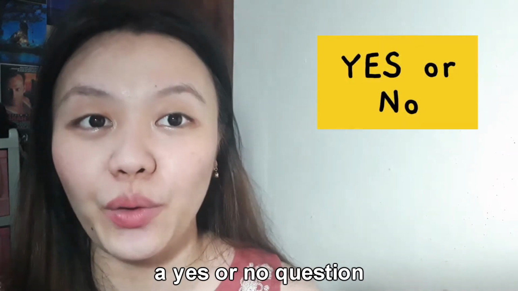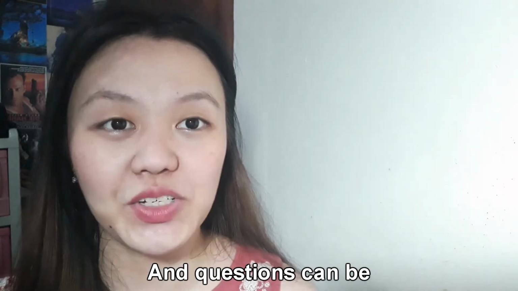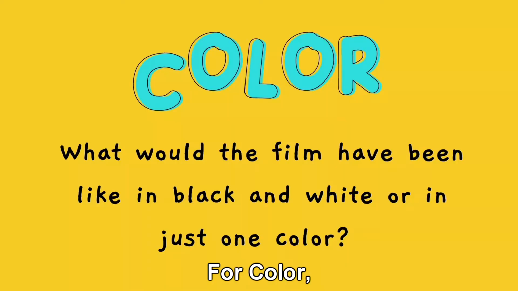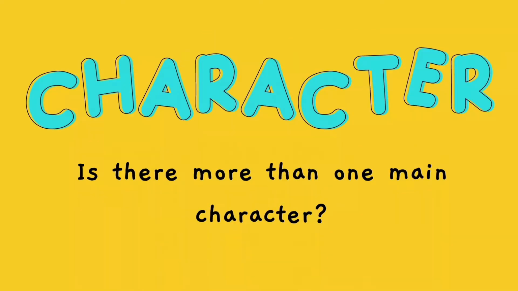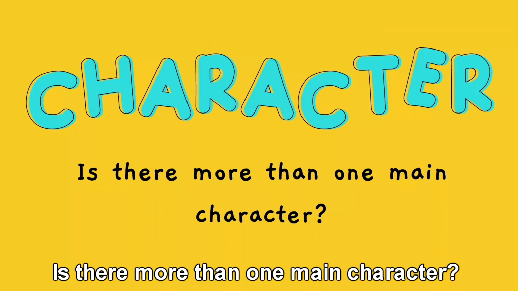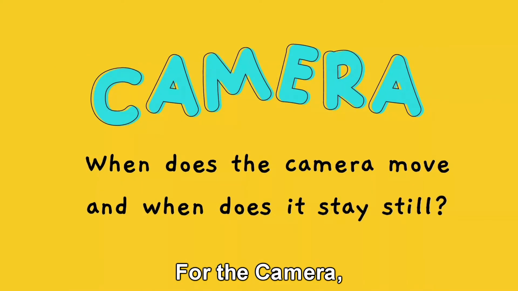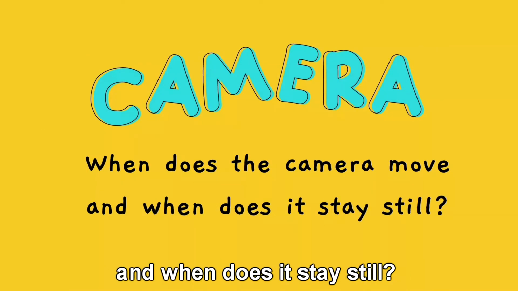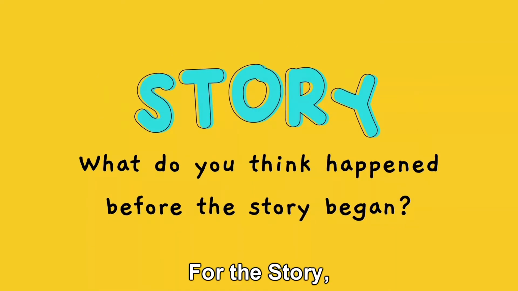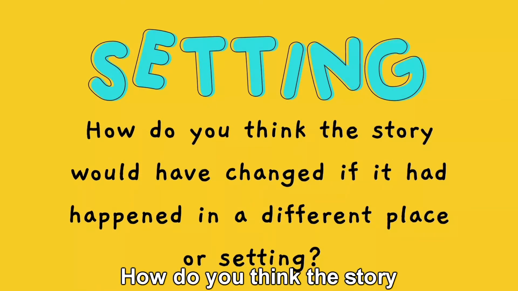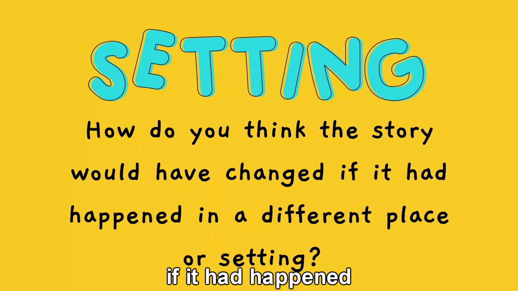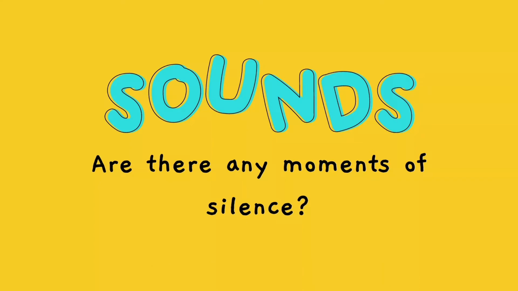Questions can be a yes or no question or an open-ended one. And questions can be as easy as the following. For color, what would the film have been like in black and white or in just one color? For the character, is there more than one main character? For the camera, when does the camera move and when does it stay still? For the story, what do you think happened before the story began? And for the setting, how do you think the story would have changed if it had happened in a different place or setting? And lastly, for the sounds, are there any moments of silence?